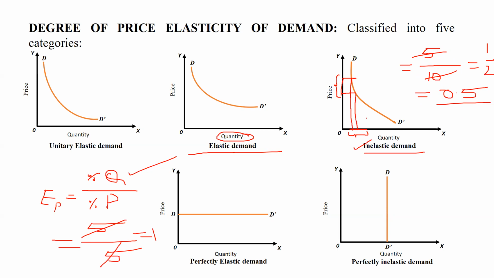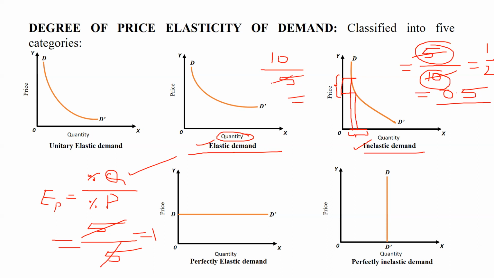We will discuss some numericals also on this particular problem. So I hope you understand inelastic demand. Then we come to the elastic demand. Elastic demand means this proportion. This is the numerator, this is the denominator. In this case, that will be reverse. That will be, let's say, 10 by 5.